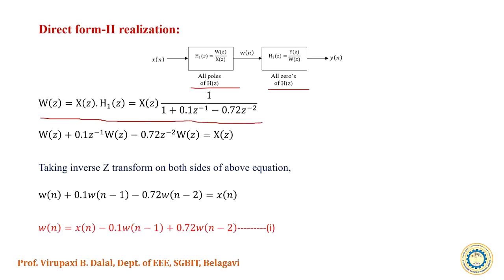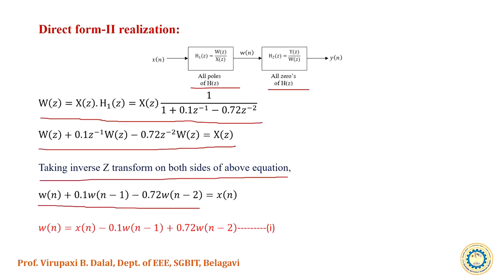So H1(z) represents the poles, that is 1 upon 1 plus 0.1 z raised to minus 1 minus 0.72 z raised to minus 2. Simplifying this, we'll get W(z) plus 0.1 z raised to minus 1 W(z) minus 0.72 z raised to minus 2 W(z) equals X(z). Take the inverse z transform, we'll get w(n) plus 0.1 w(n minus 1) minus 0.72 w(n minus 2) equals x(n). Let us represent this equation with w(n) as output: w(n) is equal to x(n) minus 0.1 w(n minus 1) plus 0.72 w(n minus 2). Call it equation number 1.